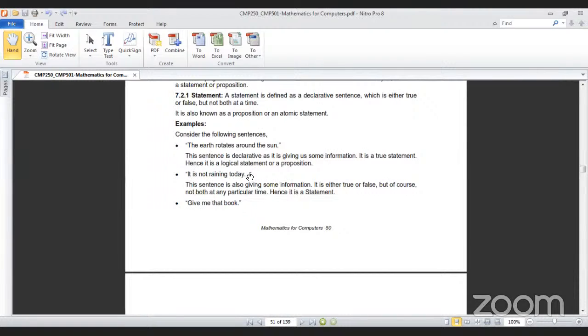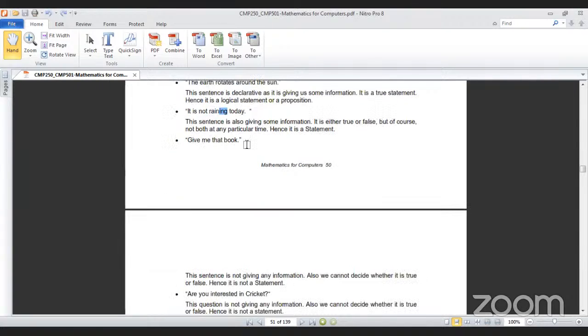It is not raining today. Now here, do we have some specific information? First of all, there is an "ing" there, so it means it is a continuous tense. So it is not giving me a perfect statement that whether the given information is true or false. Therefore, here it is also a statement.